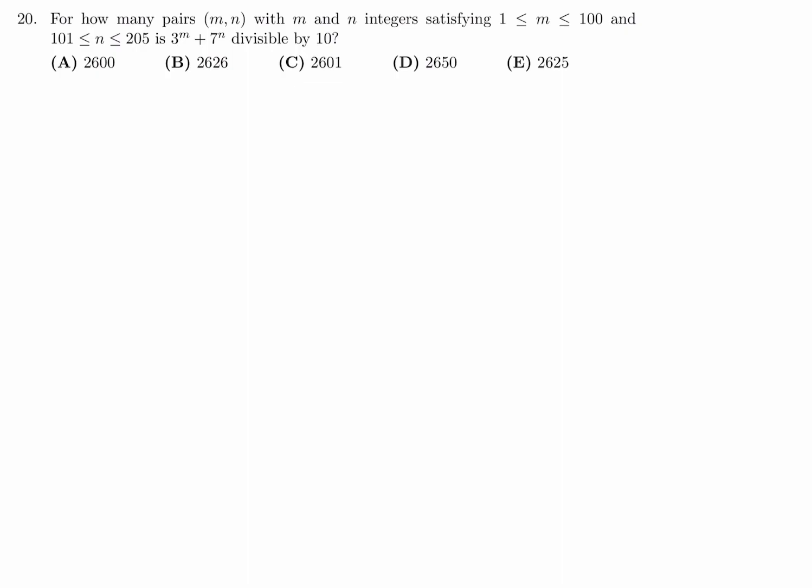For how many pairs m, n with m, n integers satisfying m between 1 and 100 inclusive, and n between 101 and 205 inclusive, is 3 to the power of m plus 7 to the power of n divisible by 10? All right. 3 to the power of m plus 7 to the power of n is divisible by 10. Well, how do we approach this?